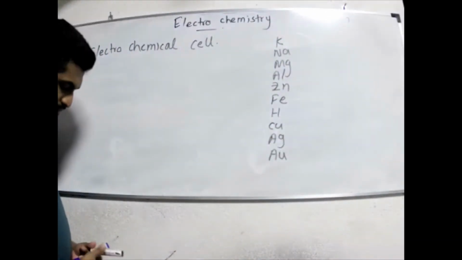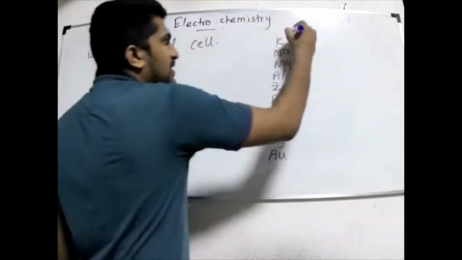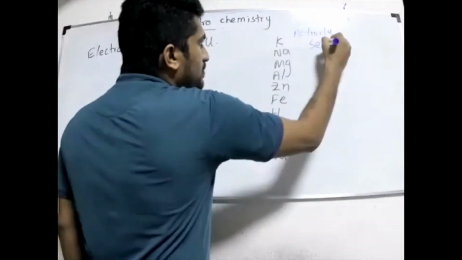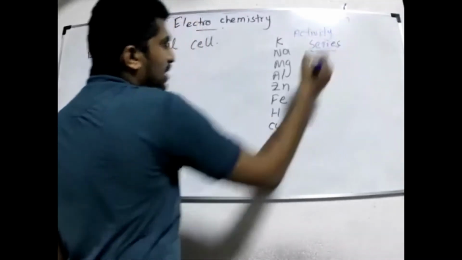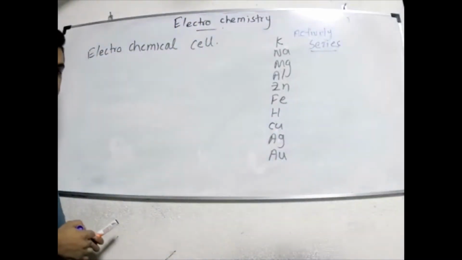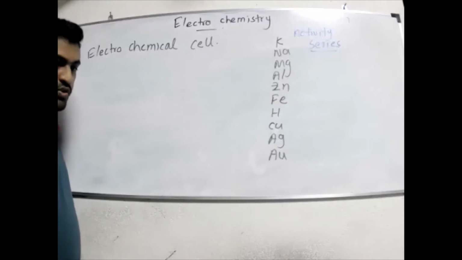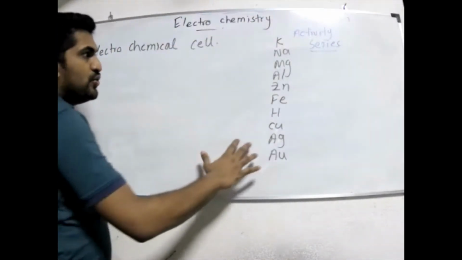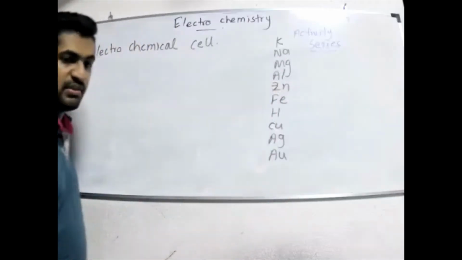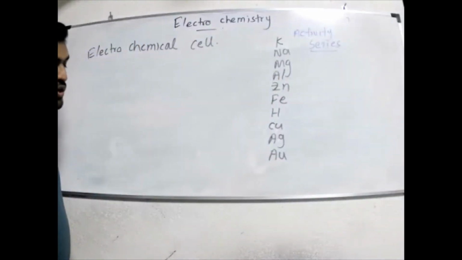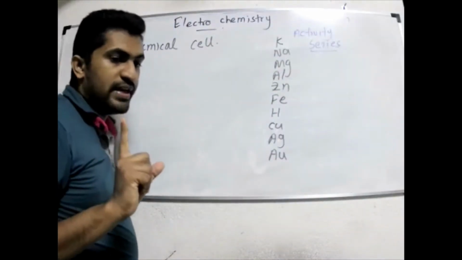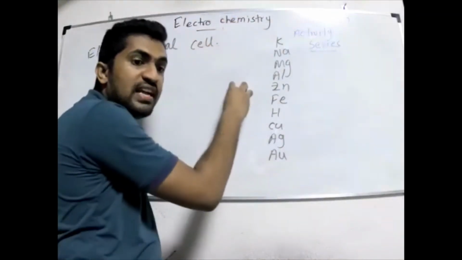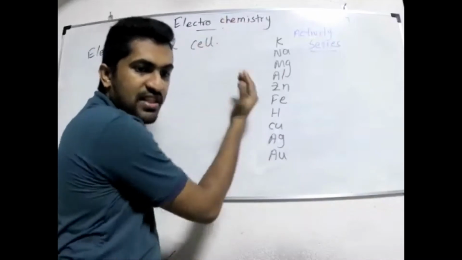I'll tell you why. We call this the activity series, or reactivity series. To understand this electrochemical cell, you need to know this activity series. Why? Keep this in your mind: always the uppermost elements oxidize first before the lowermost ones.